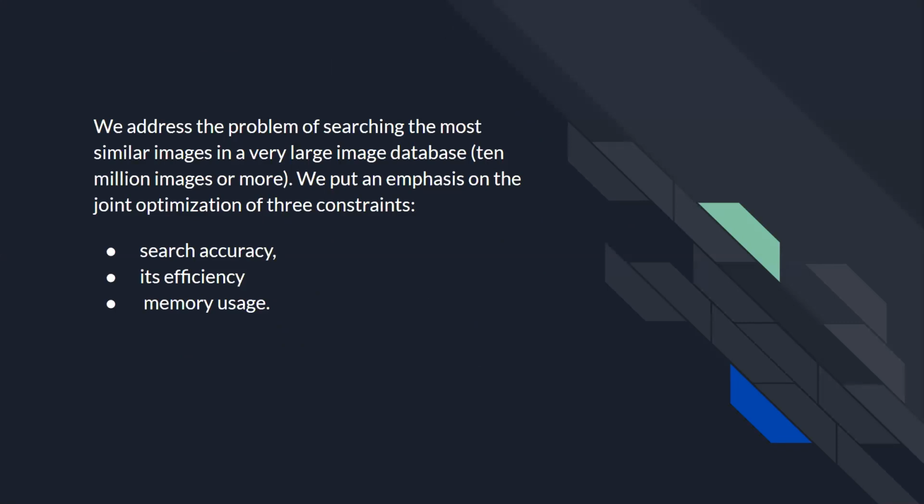We then address the problem of searching the most similar images in a very large database, suppose 10 million images or more. We put an emphasis on the joint optimization of the three constraints: search accuracy, efficiency, and memory usage.